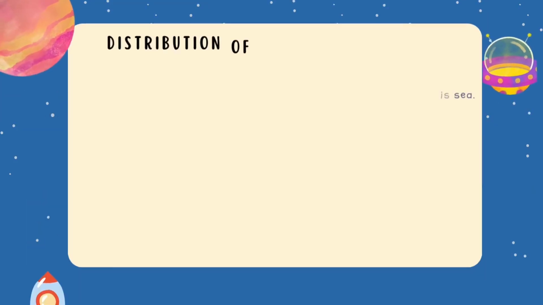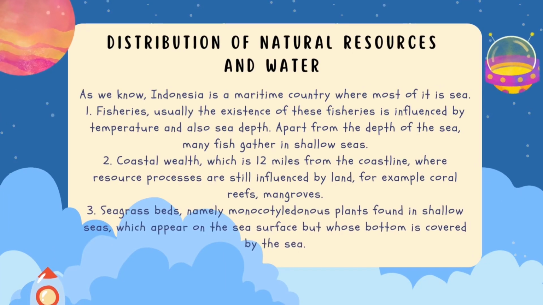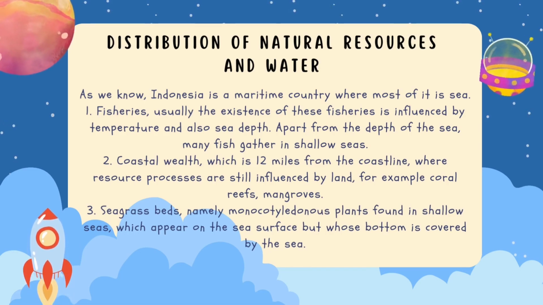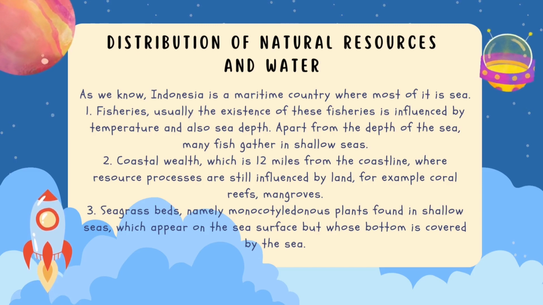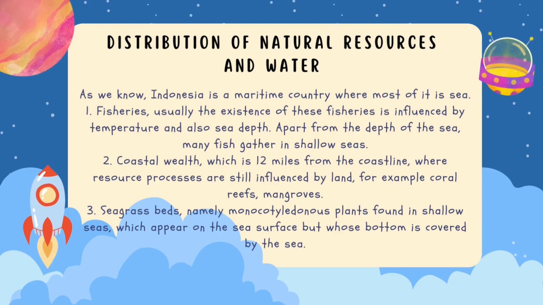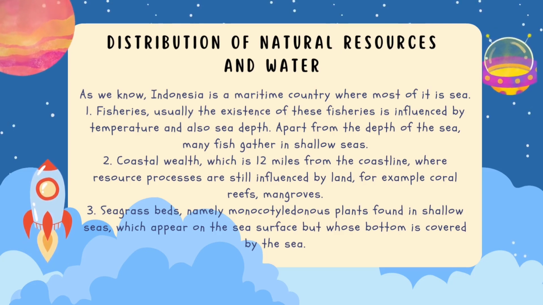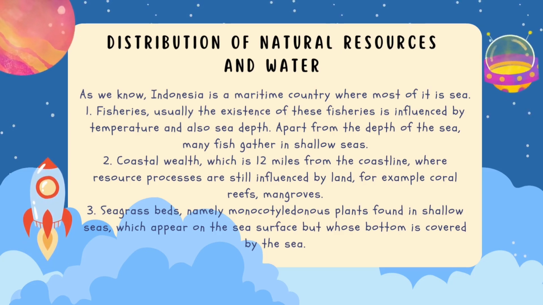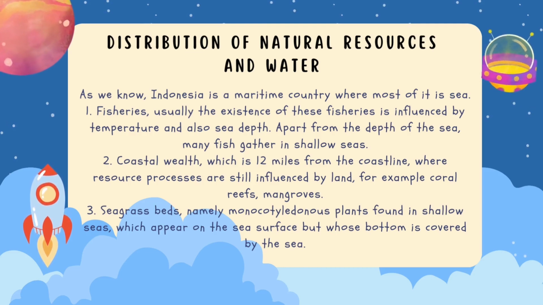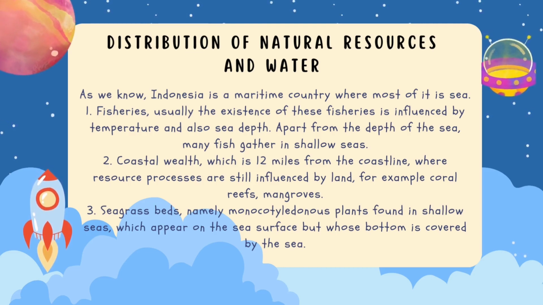Distribution of natural resources and water. As we know, Indonesia is a maritime country where most of it is sea. Number 1. Fisheries. Usually the existence of fisheries is influenced by temperature and also sea depth. Apart from the depth of the sea, many fish gather in shallow seas. Number 2. Coastal waters, which are 12 miles from the coastline, where the processes are still influenced by land, for example, coral reefs and mangroves.